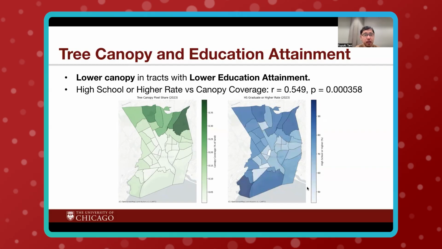We saw a similar pattern with education. Tracts with lower levels of educational attainment, especially fewer high school graduates, had lower canopy coverage. The correlation with high school graduation rates was positive and even stronger. The coefficient was about 0.55, and the p-value was also very small, statistically significant. So, while race wasn't a strong predictor here, these socioeconomic indicators clearly matter.